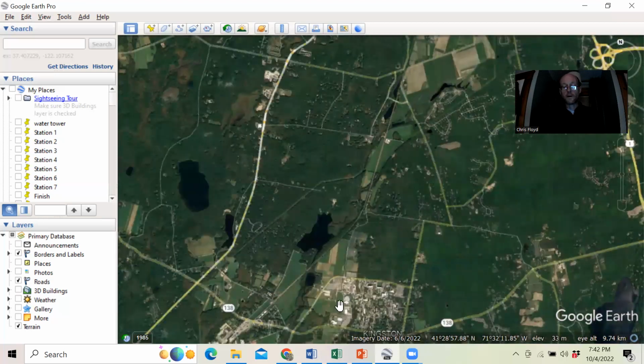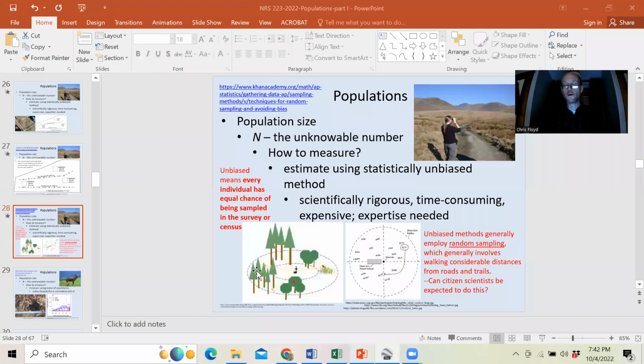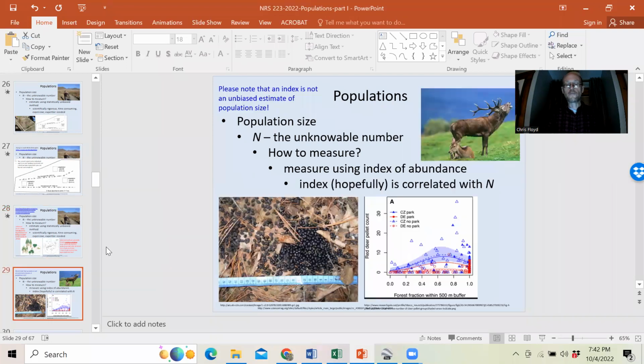So in other words, can you get an unbiased estimate of most populations? And the answer is no, you cannot. You're probably thinking, then why do we even bother with this? You pretty much can't expect citizen scientists, now called participation scientists, the public volunteers, to be able to do that. However, what can you do?